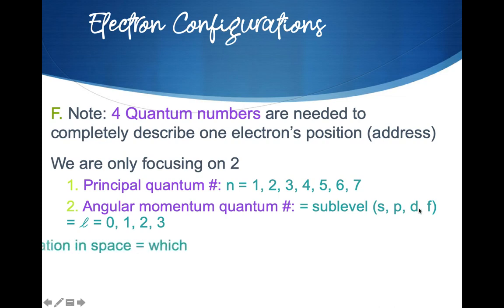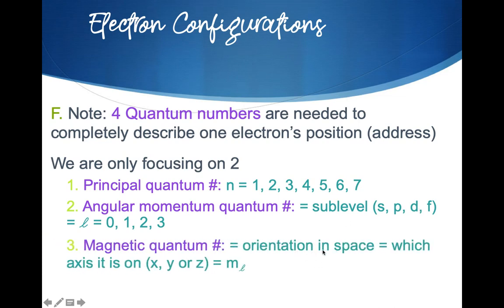Now, technically, there is also the orientation in space. So which axis is it on? Is it on the x, y, or z axis? That's the magnetic quantum number. And then also the spin. Because remember we said that it could be spinning this direction or this direction when they share an orbital. So that's like a plus or minus kind of idea.